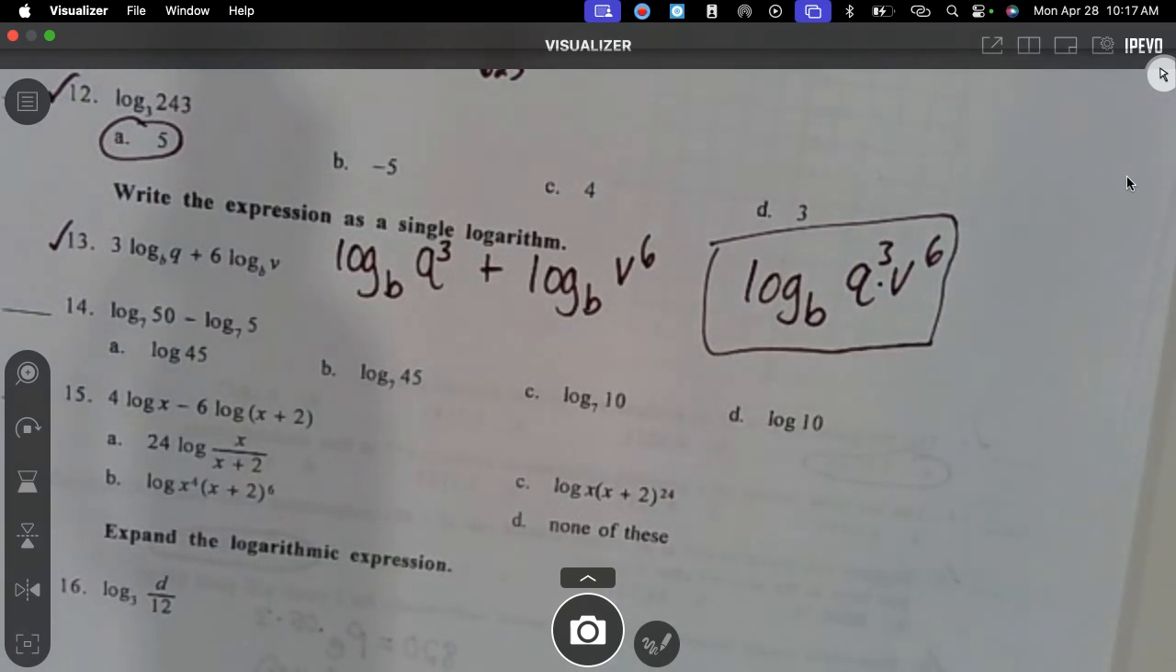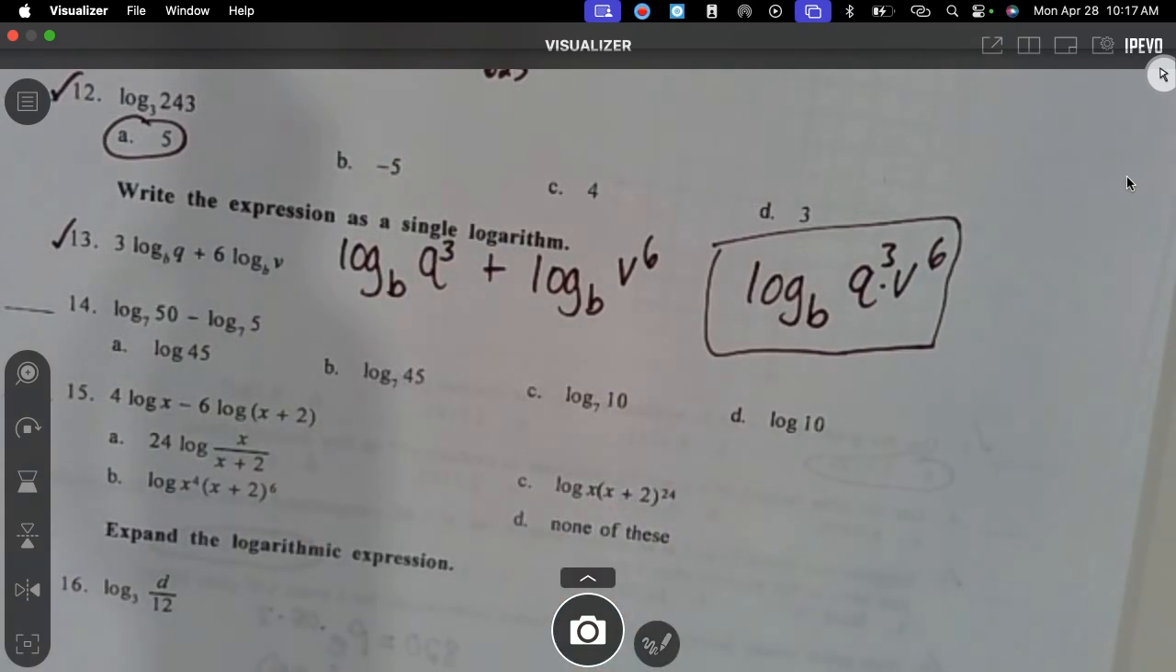Is that the answer? Nope, that's your answer. How you gonna put it in the calculator? That's your answer. See, it just wants you to write it as a single logarithm. You can put Q's in the calculator and B.